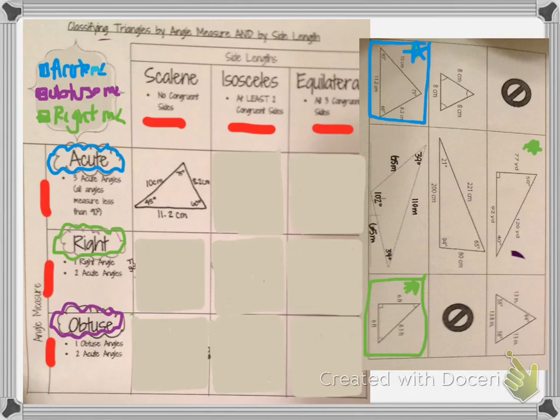So if you will please at this time, draw our right isosceles triangle in this space provided. When you are finished, please press play.